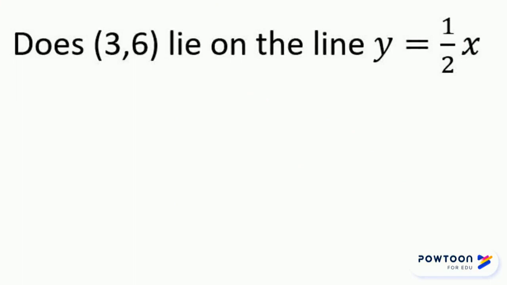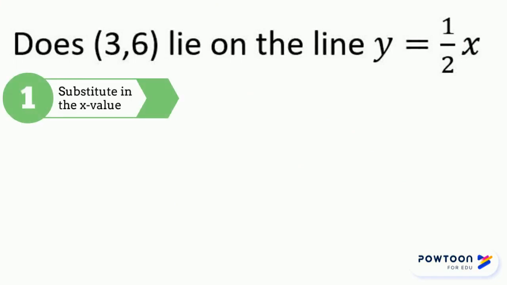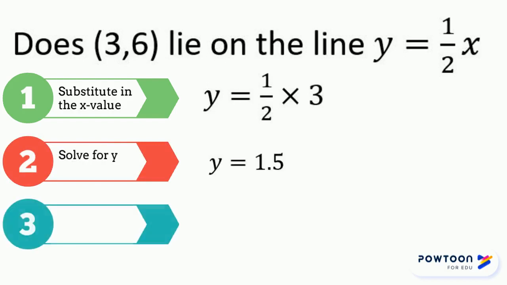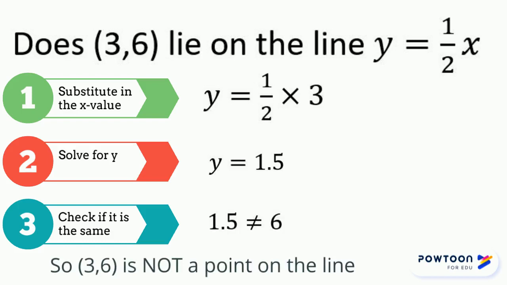In this first example, we're going to check if the point 3, 6 is on the line of y equals 1/2 x. So step 1, substitute in your x value. So instead of x, we're going to have 3, so we have 1/2 times 3. Step 2 is to solve for the y value. So just simplify the right side and we get y equals 1.5. Last step is to check to see if it's the same y value as it was in my point. So I've got 1.5, I need to compare it to 6. As you know, those are not the same. So that means the point 3, 6 is not a point on my line y equals 1/2 x.